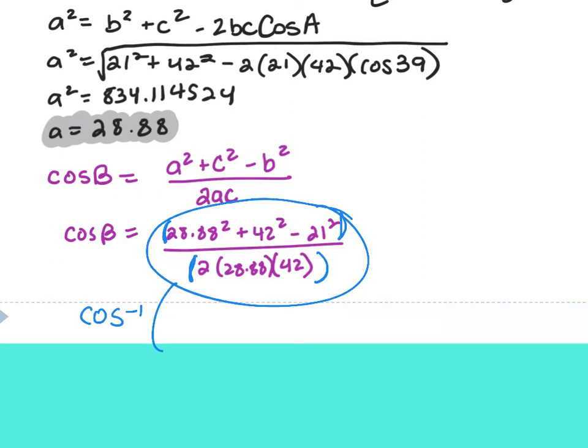So I do cosine -1, open the parentheses, so it should be double parentheses now. 28.88 squared plus 42 squared minus 21 squared, close the parentheses, divided by, open the parentheses, 2 times 28.88 times 42. So angle B is 27.23 degrees.